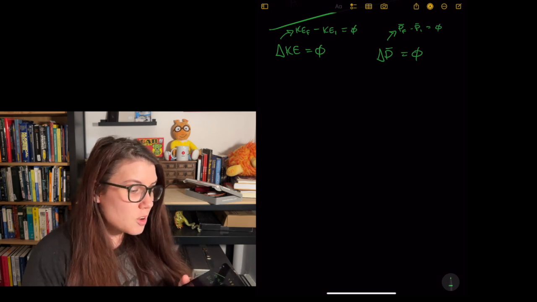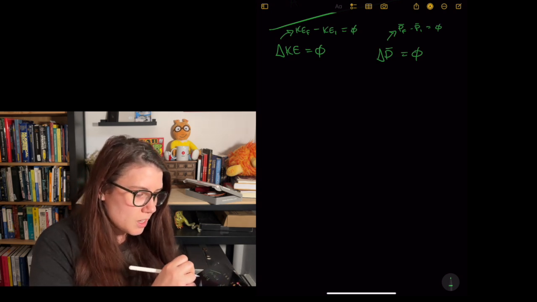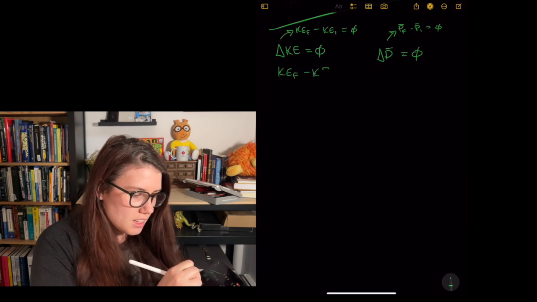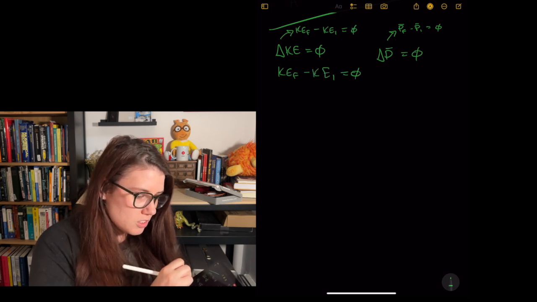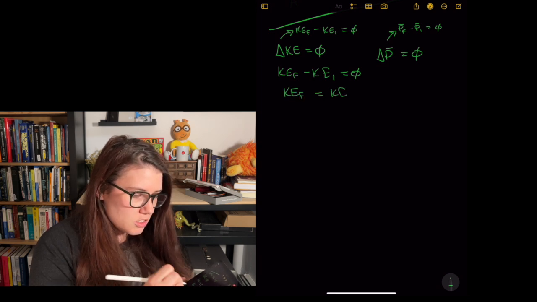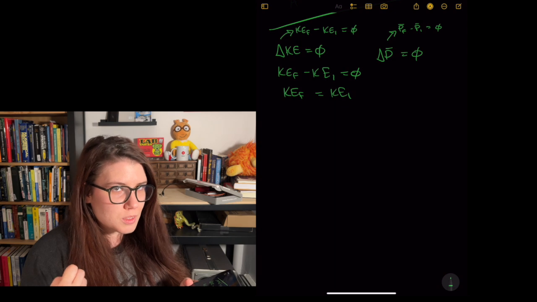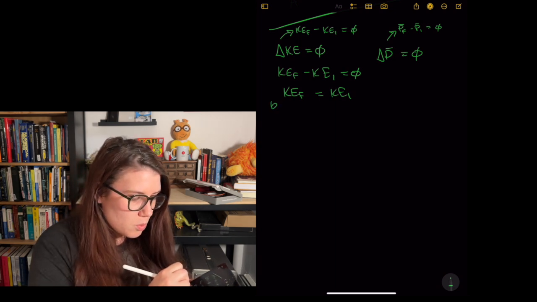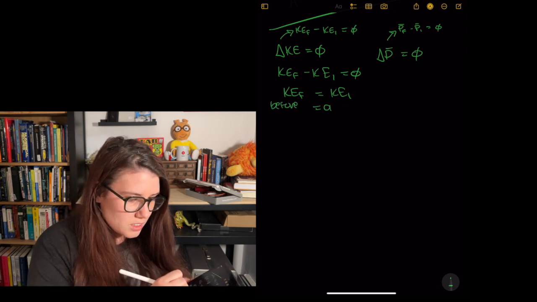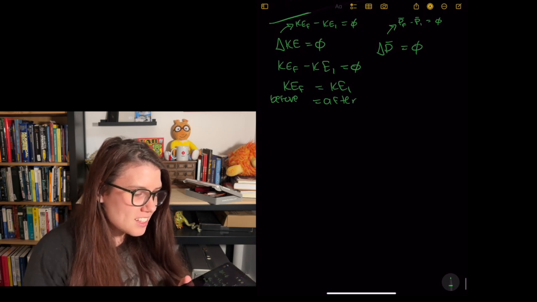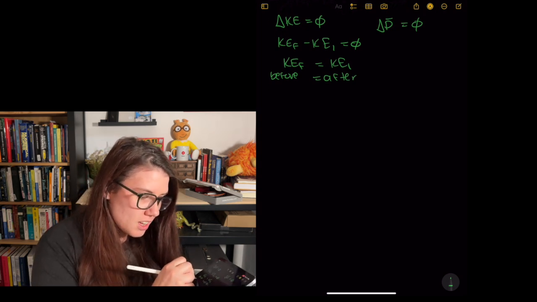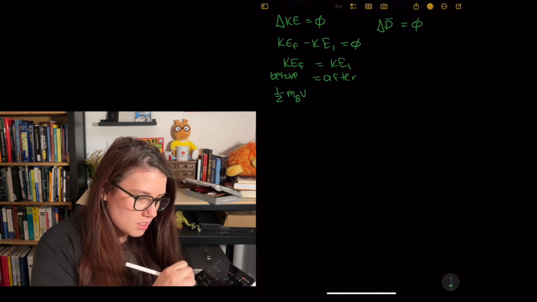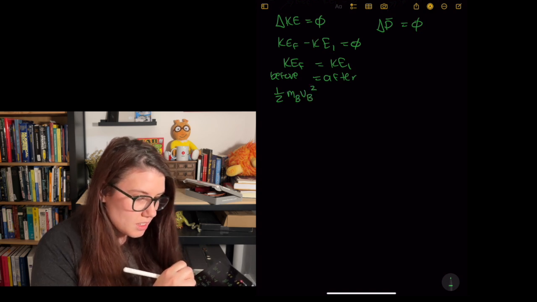Okay, so let's write this out. If you take this equation that's like KE final minus KE initial equals 0, what you can actually write is KE final equals KE initial. But I always think of it in terms of a collision as like before equals after. So let's do it like that. So for kinetic energy, you have 1/2 the mass of the ball times the velocity of the ball squared, the initial velocity of the ball.